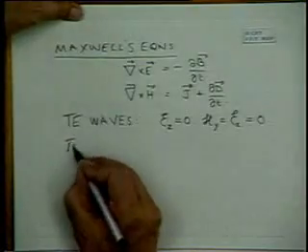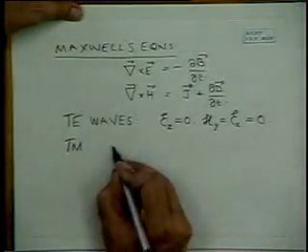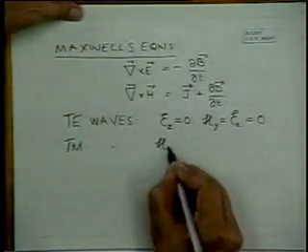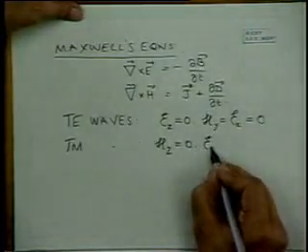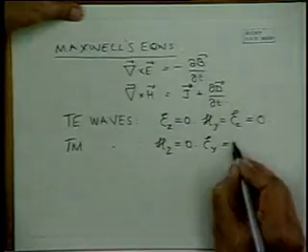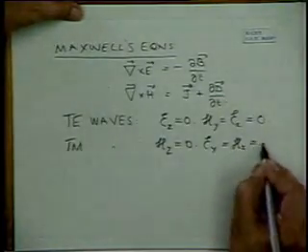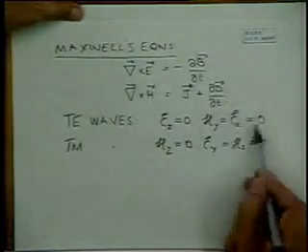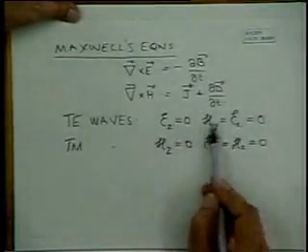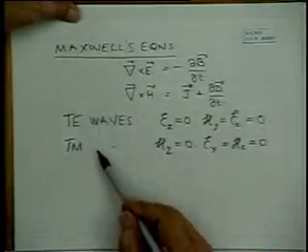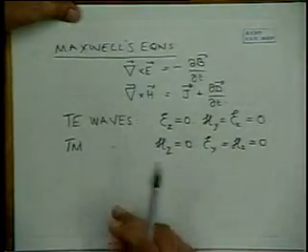And we have transverse magnetic waves, in which by definition Hz is equal to 0, and for this Ey and Hx are equal to 0. So in 3 dimensions there are a total of 6 components, of which 3 become 0 if we take transverse electric or transverse magnetic. So this helps the solution of the wave equation.